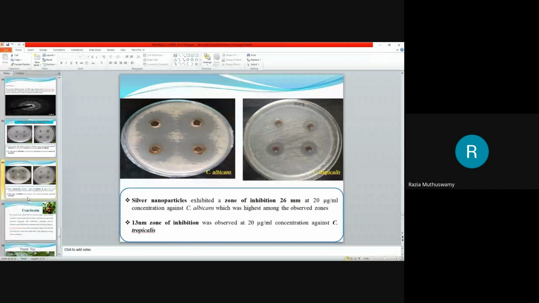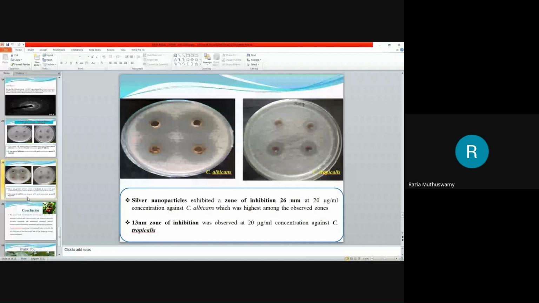In silver nanoparticles, here we see a zone of inhibition of 26 millimeters at 20 μg per ml concentration against Candida albicans, whereas in Candida tropicalis, the zone of inhibition showed 13 millimeters. So I want to conclude from this study.